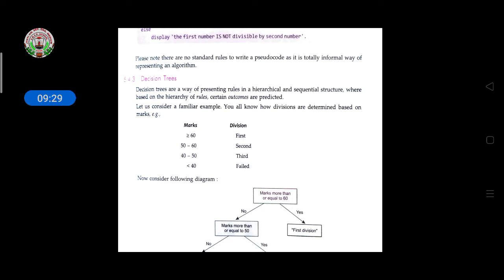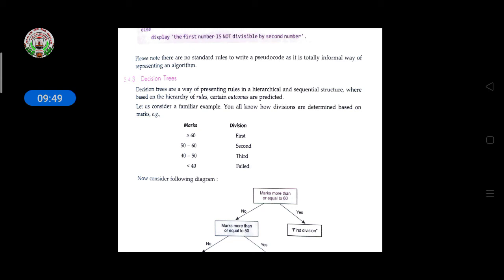So here it is given: if you are getting greater than or equal to 60 marks then you will get the first division. Then 50 to 60 marks is second division, 40 to 50 is third division, and below 40 you have failed.